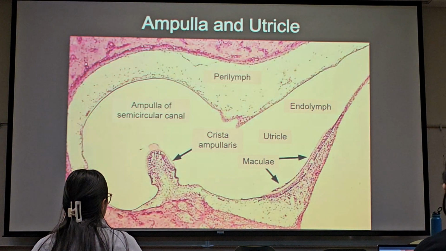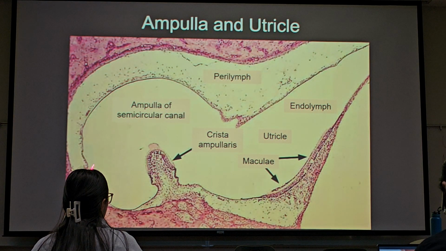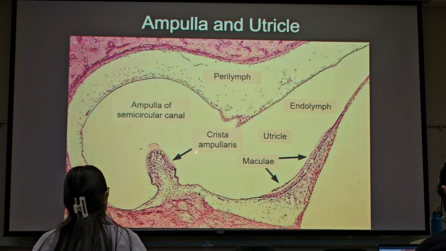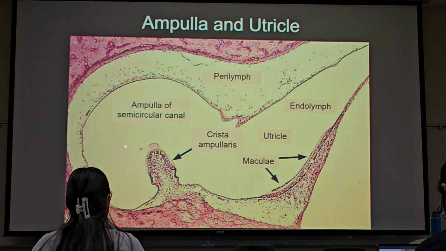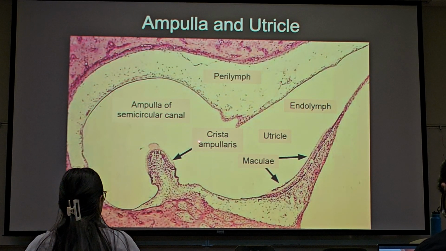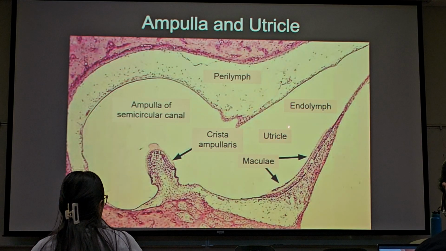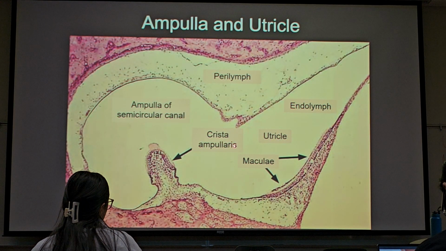Practice is more. Here we go, inside of that ampulla. Here is the crista ampullaris and the cupula sitting on top of it. We are inside of the ampulla at the end of the semicircular canal. It is filled with endolymph, continuous with the utricle.